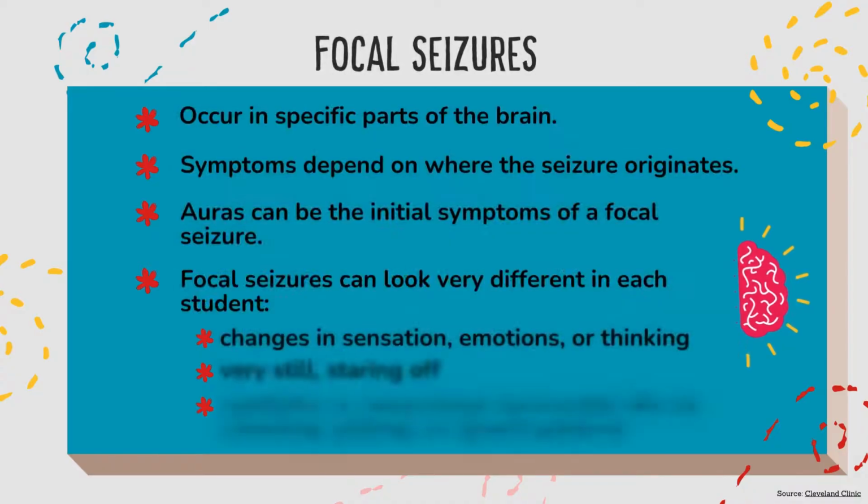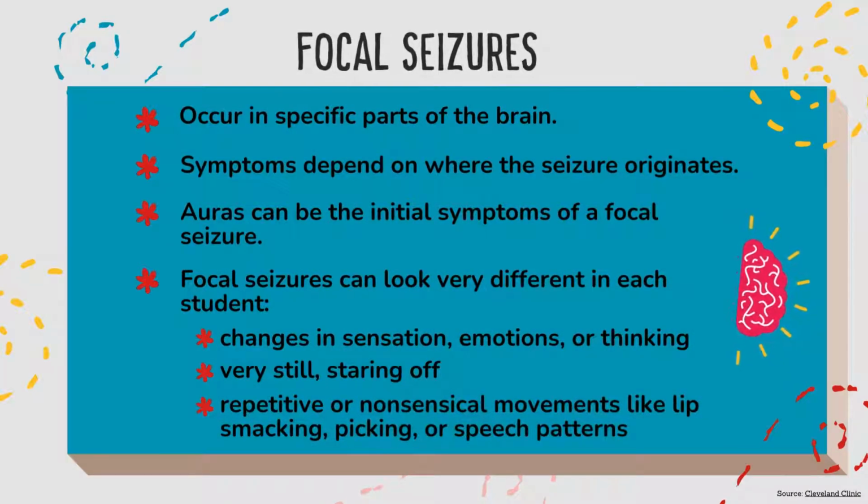The second main type of seizure is focal or focal onset. Unlike generalized seizures that affect both sides of the brain, focal seizures occur in specific parts of the brain. A student may experience an aura, or a feeling that a seizure is about to happen, before they have a focal seizure. Depending on the part of the brain where the seizure occurs, a focal seizure may cause changes in sensation, emotions, or thinking, cause the student to be very still or appear to be staring off, or cause repetitive or nonsensical movements like lip smacking, picking, or speech patterns.